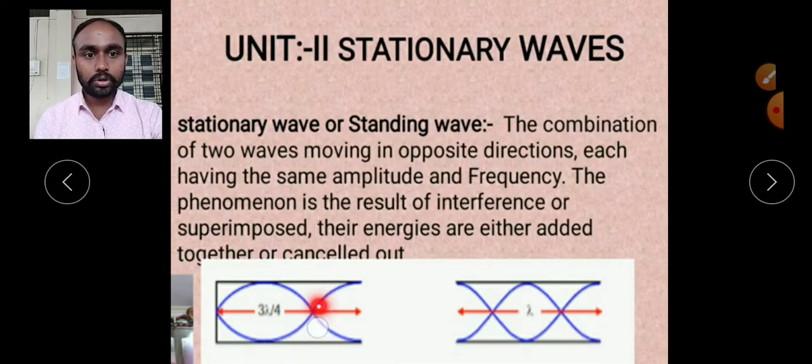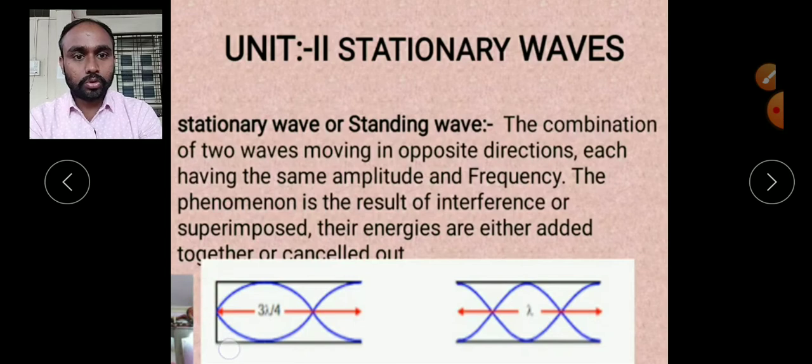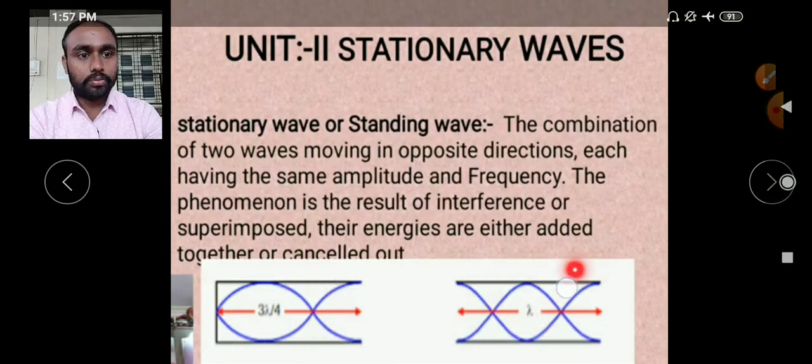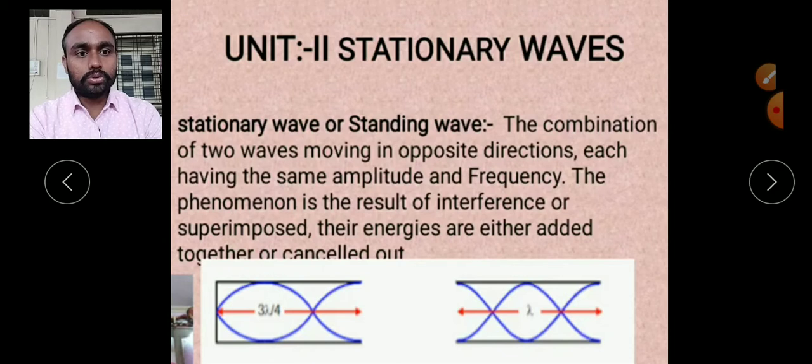This is also a node, and at a node the displacement of the particle from the mean position is 0. That means when all the particles of the medium are at the mean position, we call that position a node. Here it is a node, and here it is an antinode. The antinode is in the top direction, and also in the reverse direction. We can also see here the combination of two waves. Now we know what a node and an antinode are.